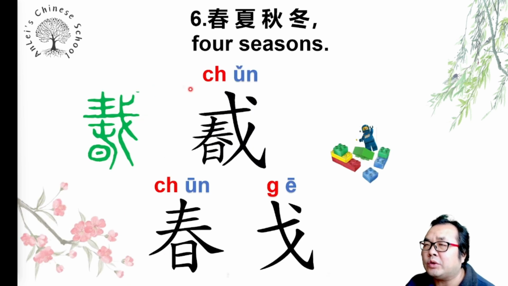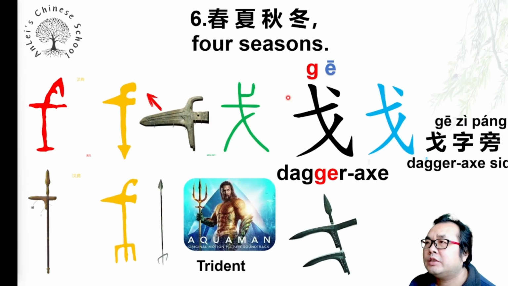Pronunciation is chǔn, 蠢. The left side is spring, 春, and the right side, this radical is 戈, gē, dagger axe. The oracle bone inscription is like a dagger axe. The bronze inscription looks exactly like the dagger axe cast 3,000 years ago in the Shang Dynasty. In another writing, the bottom part is the trident. The small seal script is like a double dagger axe.